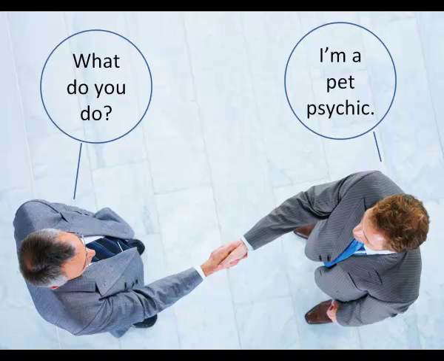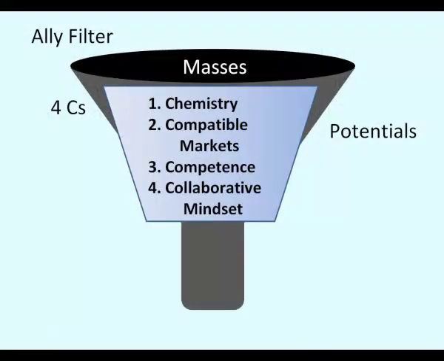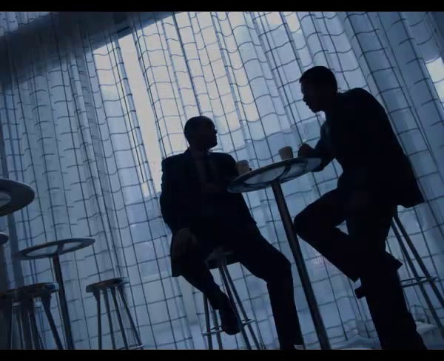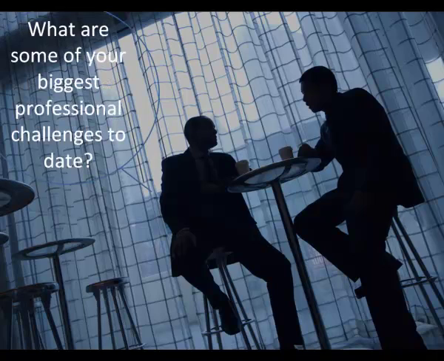It only takes the right person a few minutes to pass through your first 2 criteria, and once they have, they're a potential. But it takes much longer to test the remaining 2 C's and graduate someone to the coveted status of ally. So to test someone's competence, take them out to lunch, get to know them better, and ask them questions like, what kind of client issues are you working on right now? Or what are some of the biggest professional challenges you've experienced to date? Their answers will give you a sense of how competently they deal with tough situations.